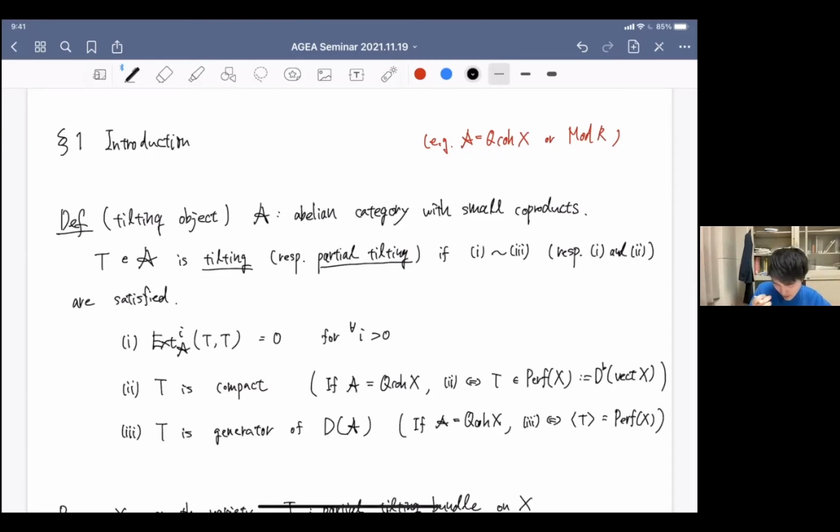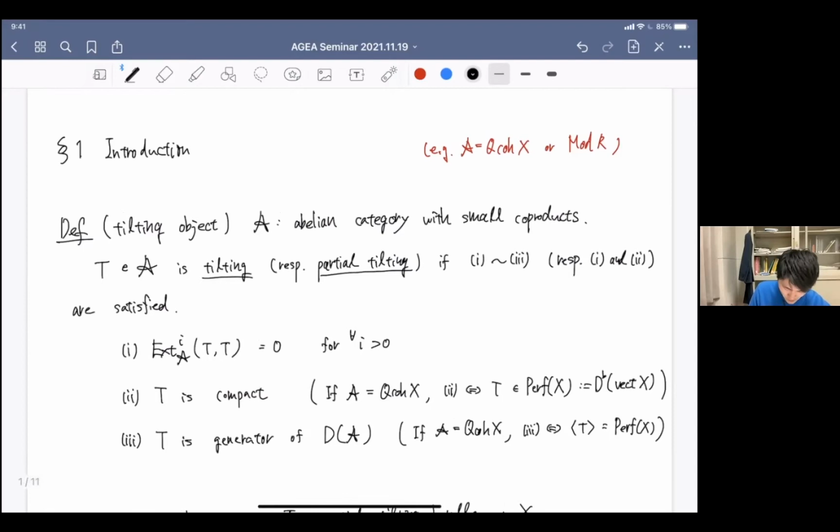Again, I don't give a precise definition of a generator, but if A is quasi-coherent sheaves on X, this third condition is equivalent to the smallest triangulated subcategory containing T being equal to perfect complexes. And if the first two conditions are satisfied, we say that T is a partial tilting object.